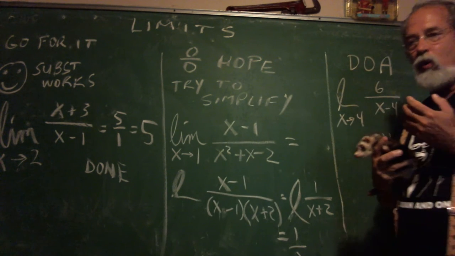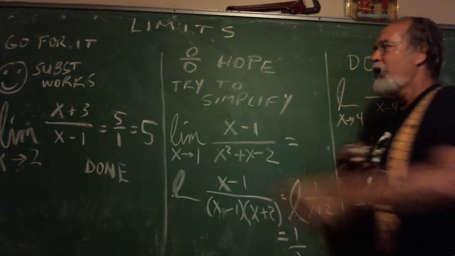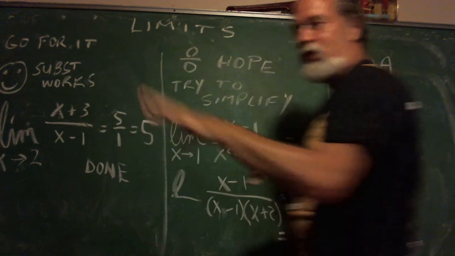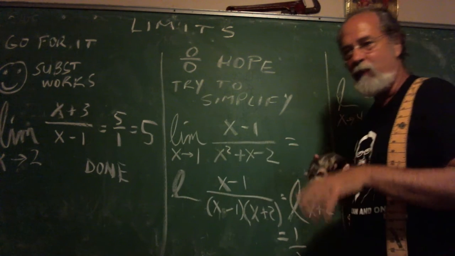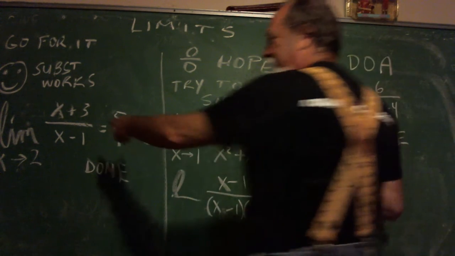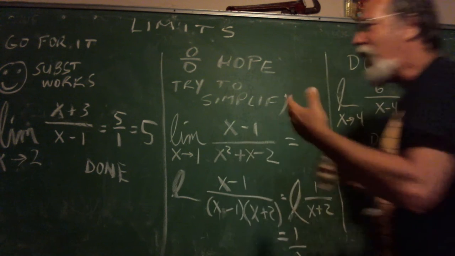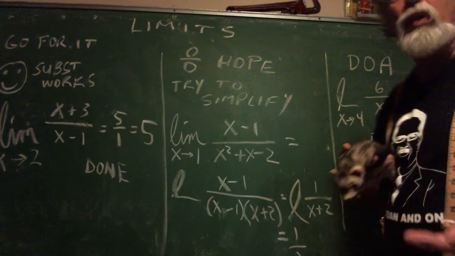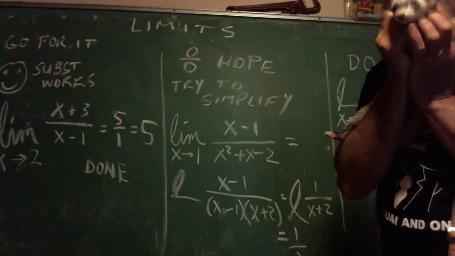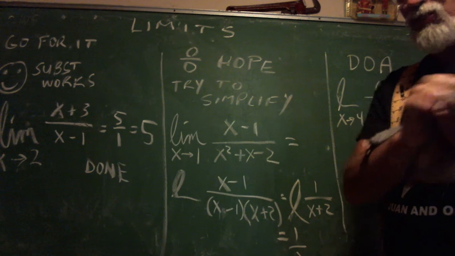Okay, so when somebody gives you a limit problem, you go for it. You just substitute in, and you're happy if it works. So a real simple example right here. You pop in the 2, and you don't get anything illegal. Everything works just fine.